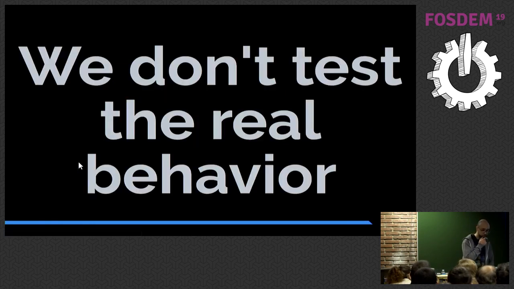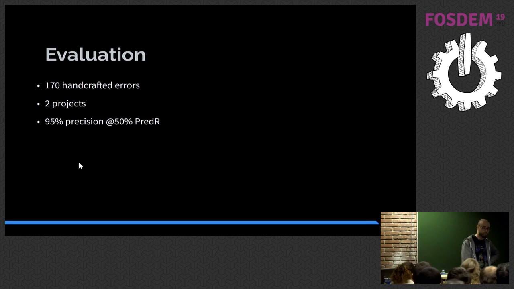But the problem with this evaluation is that we don't really test how users interact with your system, and this is important. Validation has nothing to do with the real usage. So we have another approach for evaluation where we added 170 handcrafted formatting errors to JavaScript projects, and we saw how we fix them. And we have 95% precision at 50% prediction rate. This means that we miss 50% of problems, but we are super precise at fixing what is left.